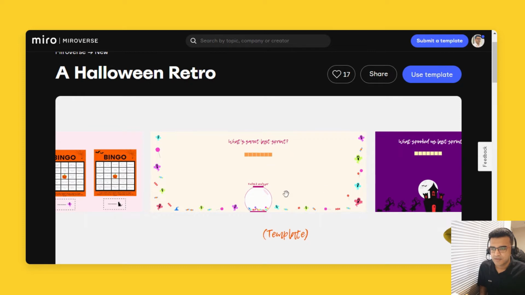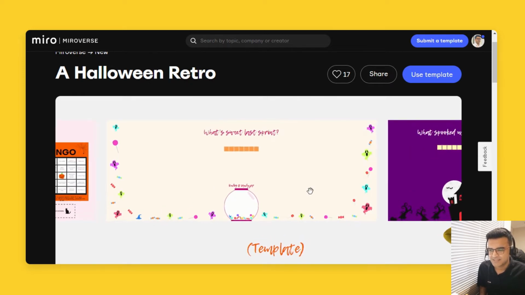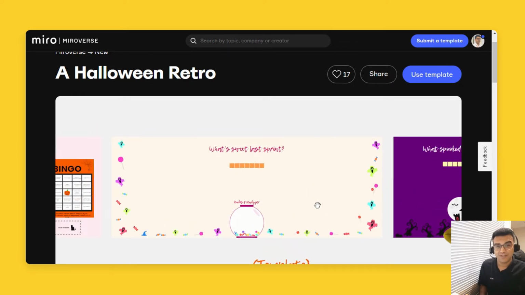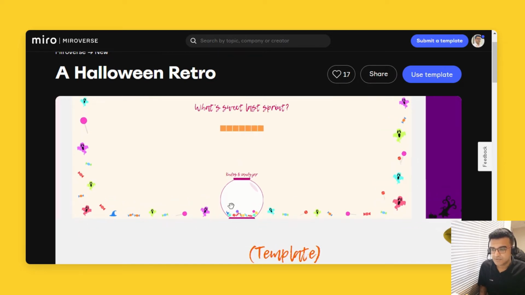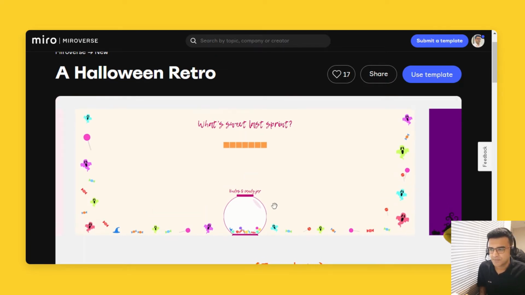Next up, what's sweet last sprint? How can you do Halloween and have no candies? Now drop some kudos in the candy jar to let your team members know how valuable their contributions are. And then, of course, grab a post-it note and add a note on what went well last sprint.